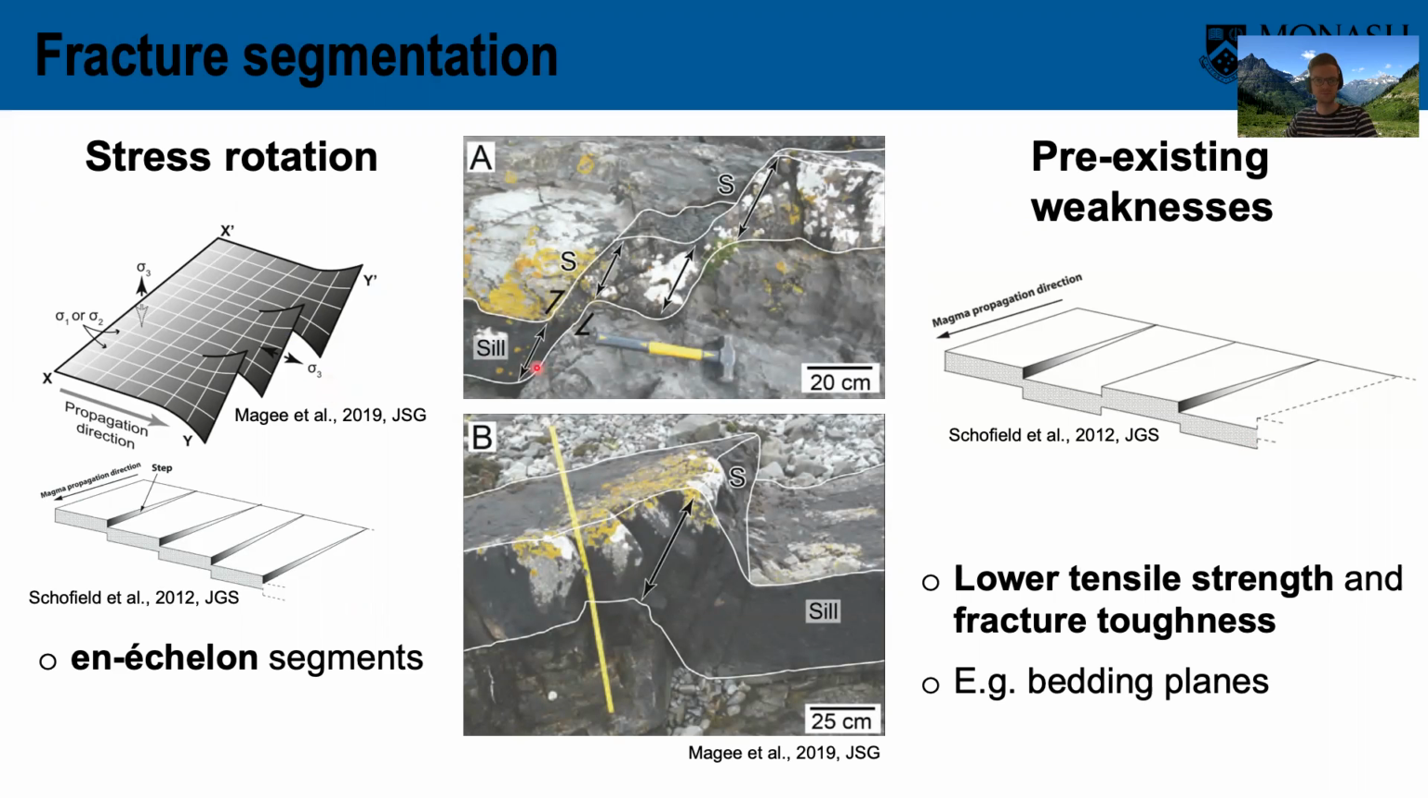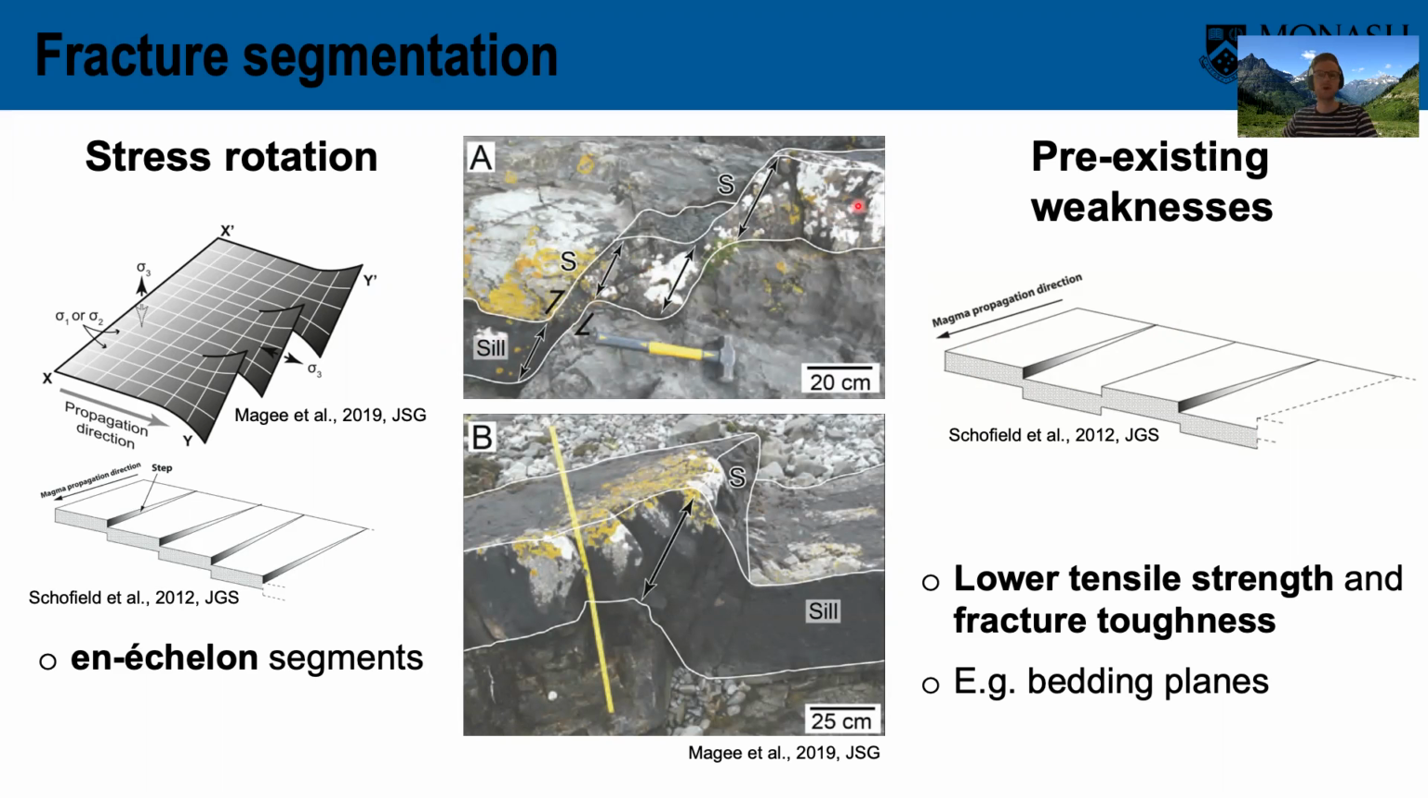In the second scenario, magma follows pre-existing weaknesses with a lower tensile strength and a lower fracture toughness, for example, bedding planes. In this scenario, magma exploits these pre-existing weaknesses, which can also result in elongate finger-like intrusions. In both scenarios, these elongate intrusions are vertically offset and form a step-like sill geometry.